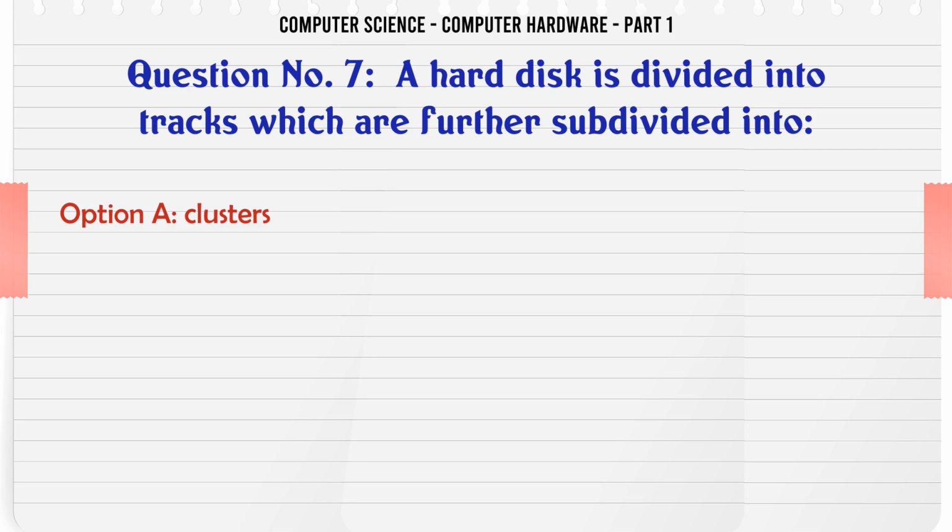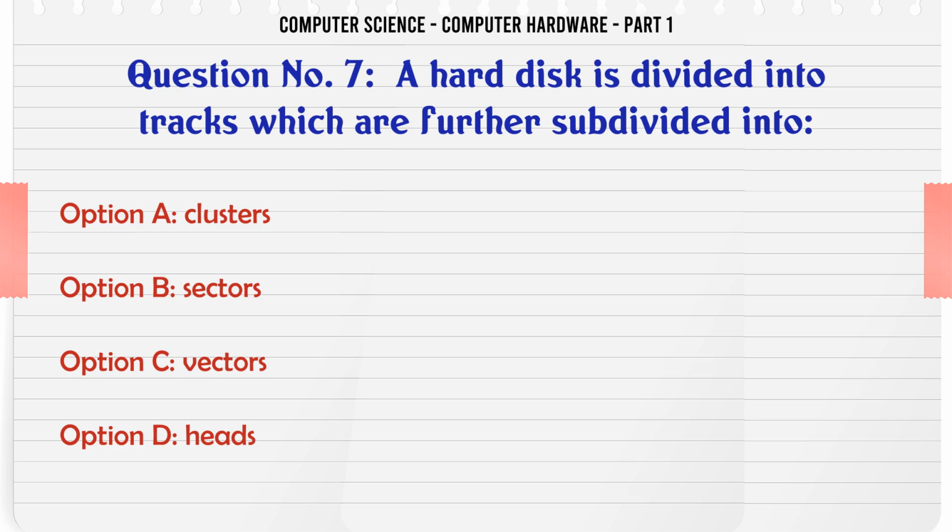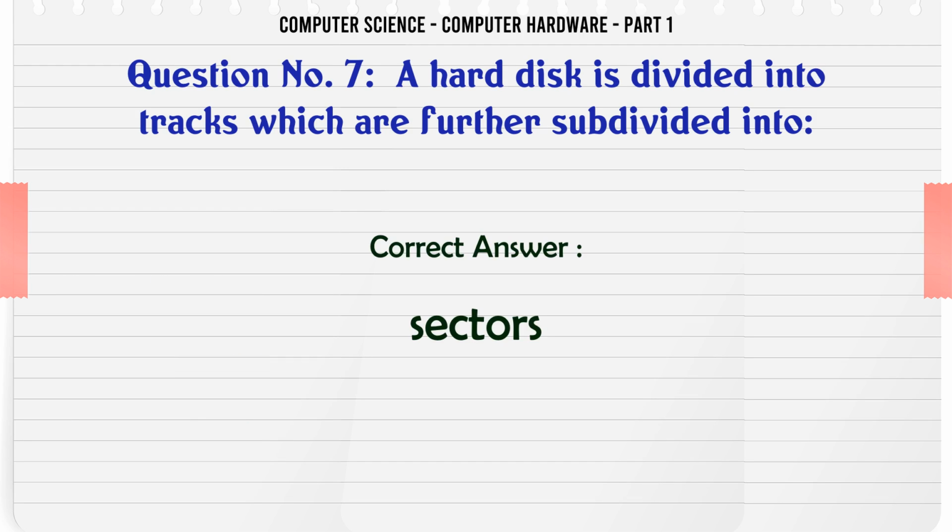A hard disk is divided into tracks which are further subdivided into A. clusters. B. sectors. C. vectors. D. heads. The correct answer is sectors.